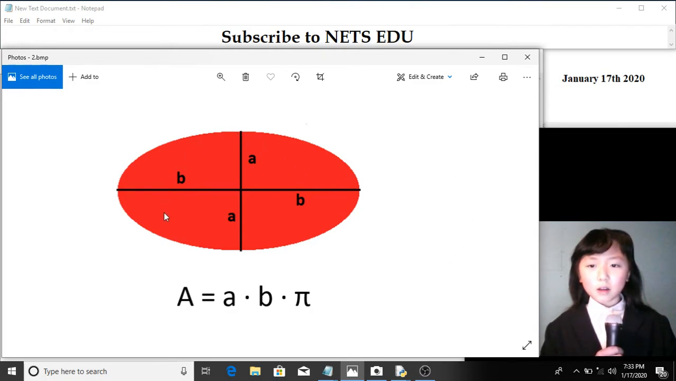In a circle, it's like the same thing, only that in a circle, A will equal to B. So, area will equal to r squared times pi. So if these two are equal, it's just a number squared. So that's where we get the area of the circle.